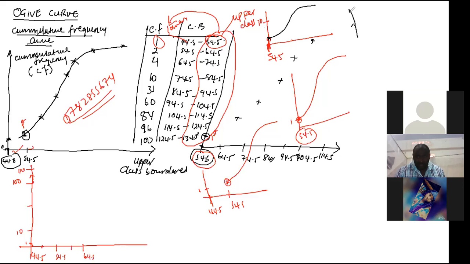While if I did not begin with 54.5 on the x-axis and I began with 44.5 just to cover up this part, but I'm not plotting the lower class boundary, I'm plotting the upper class boundary. So it would imply the 54.5 is around here, then I have 64.5, then 74.5, and so forth. So this time round, the 1 will be plotted around here, it will start from there, then it goes and forms our shape. That is why the 2 differ in where they start from, but they will give us the same answers.